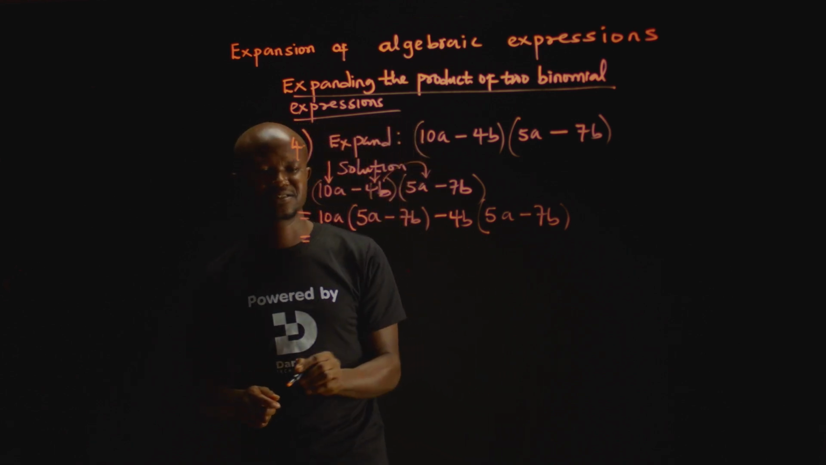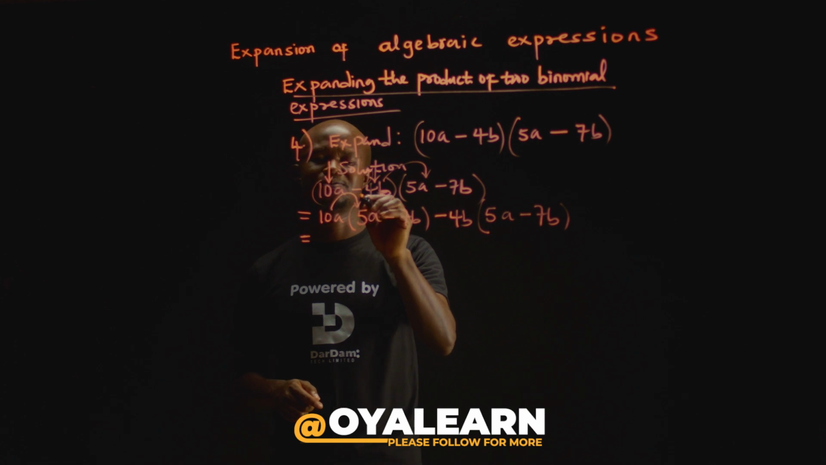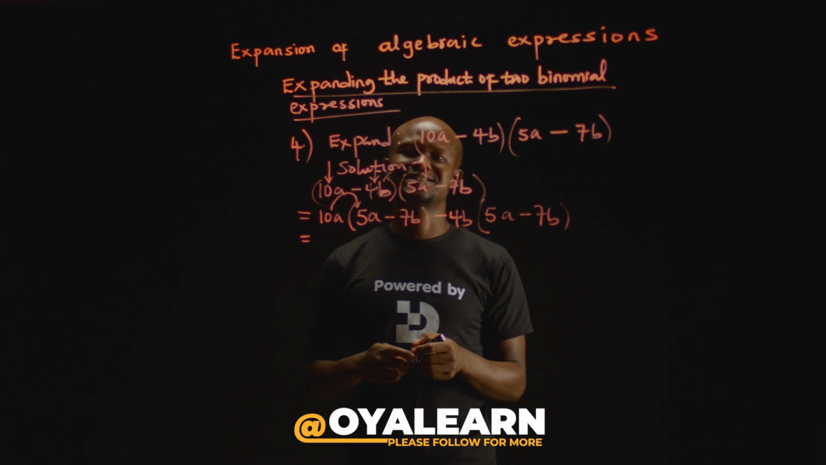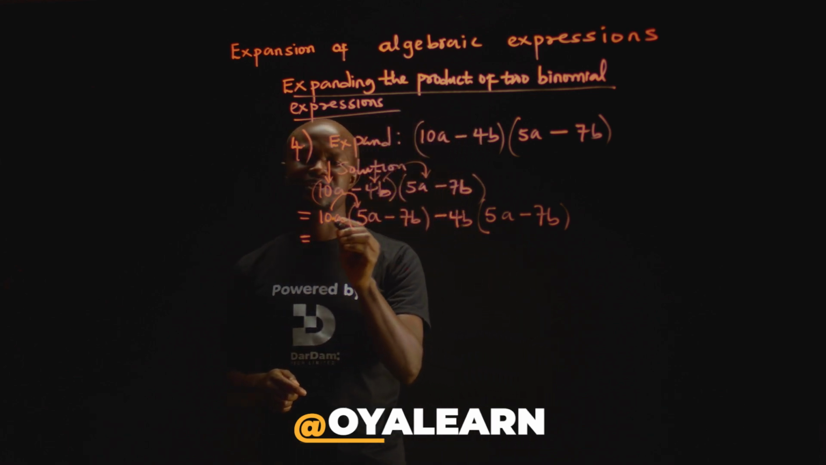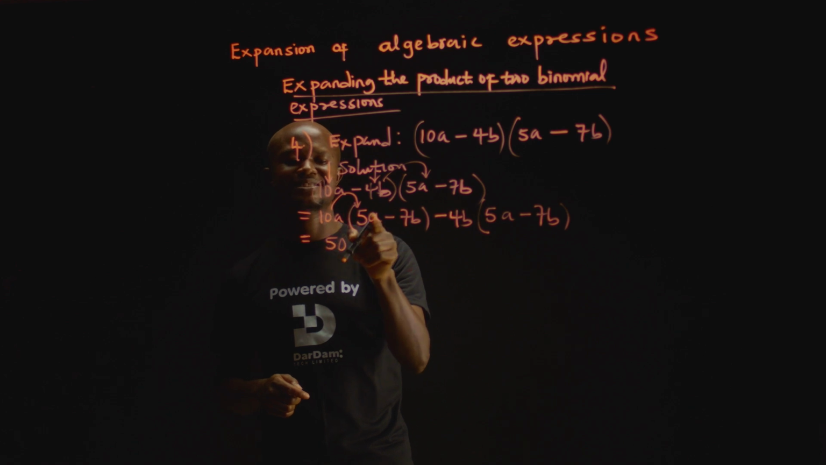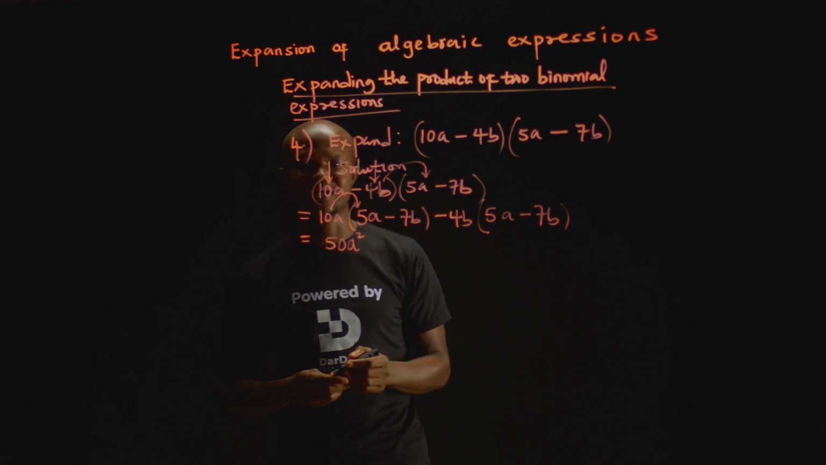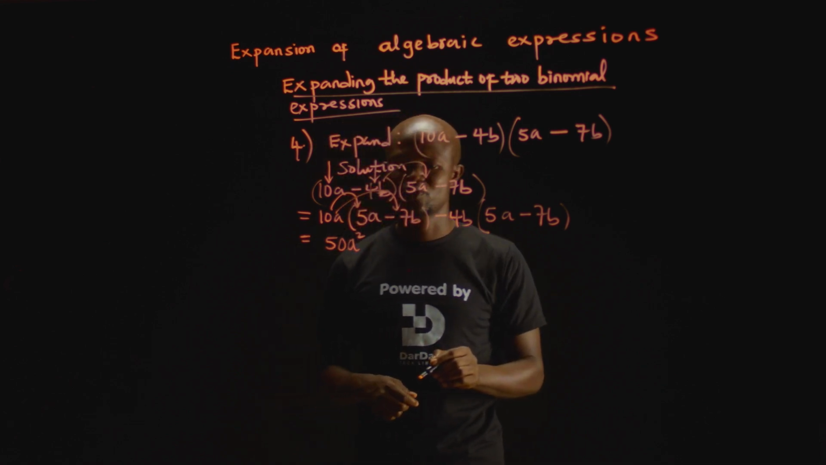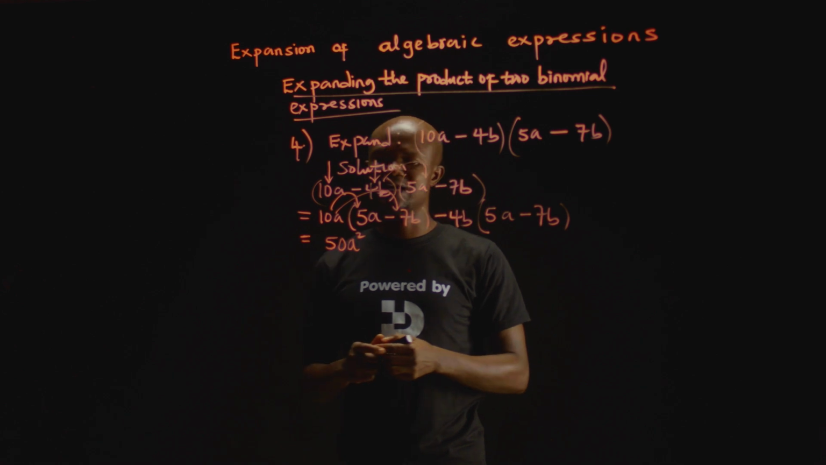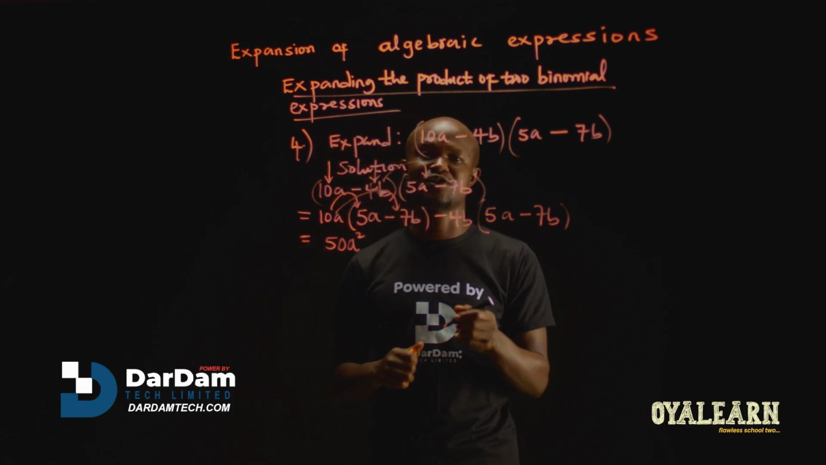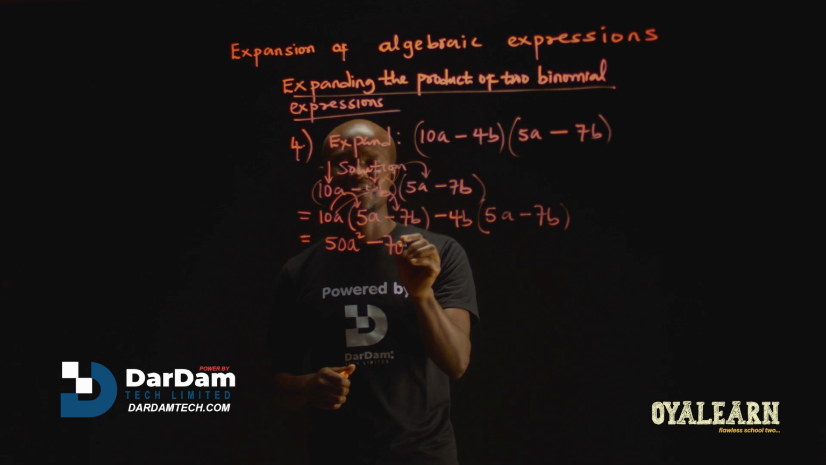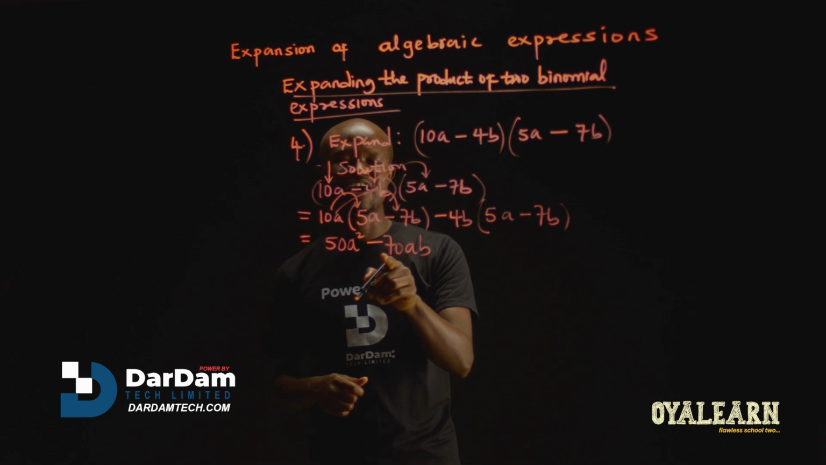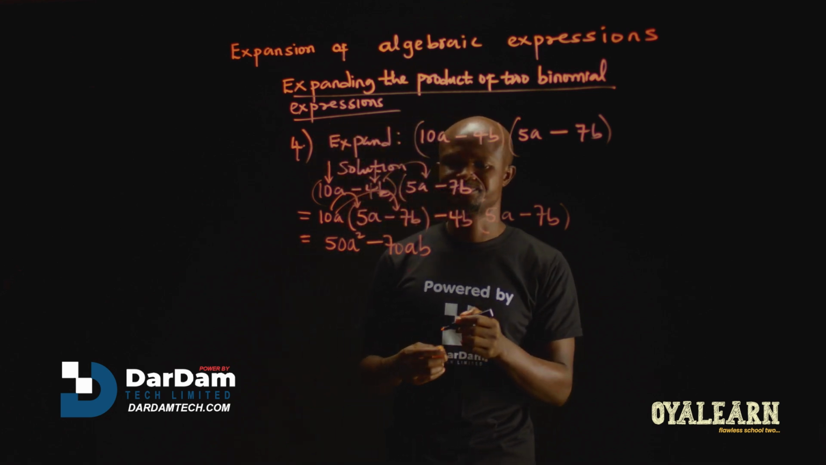Expanding the bracket, we use 10a to multiply the first term here, which is 5a. Now, 10 times 5 is 50. And a times a is what? A squared. Now, we use that same 10a to multiply the second term, which is minus 7b. Now, 10 times minus 7 will give us minus 70. And a times b will give us ab. So we have minus 70ab here.